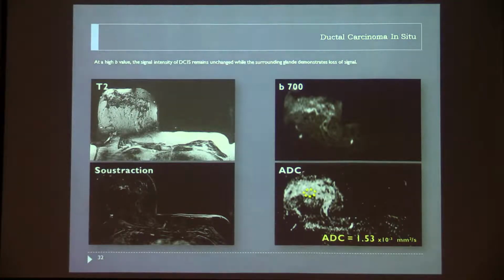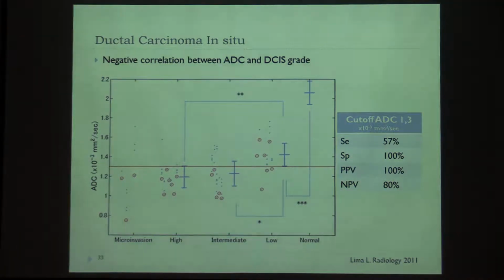Another idea also: this is an example you probably have in your practice, a very small enhancement. It's not really a mass, not really a non-mass, it's not linear, and you're not very sure what it is. It could be a DCIS, and actually it was a DCIS. If you look at this paper from Lima published in Radiology, you can see there is a correlation between ADC and DCIS grade, and in low grade you're supposed to have a higher ADC than in high grade DCIS.